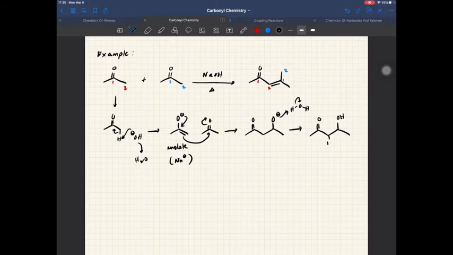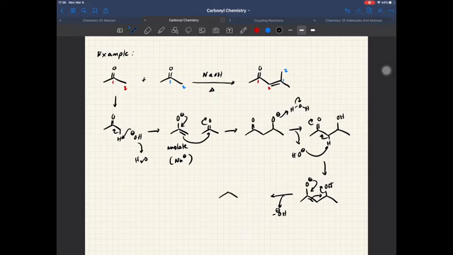And now this alpha hydroxy ketone still has an alpha hydrogen here. This can undergo further enolization to form an enolate, and this enolate will undergo an E1CB elimination. So this E1CB elimination will remove this hydroxide to form the product. So the product is this alkene. Okay, so this is what happens in the aldol condensation reaction.